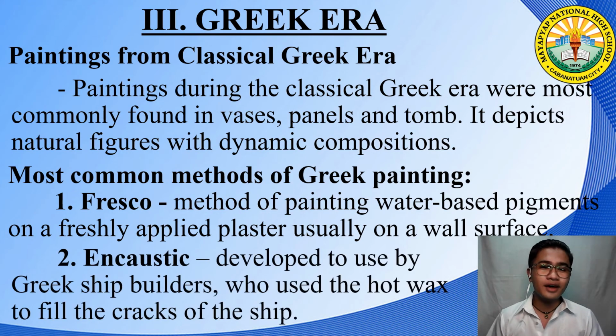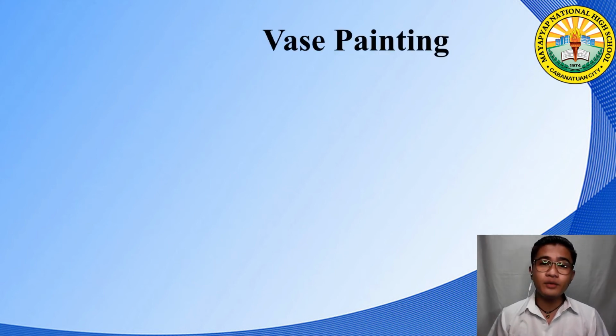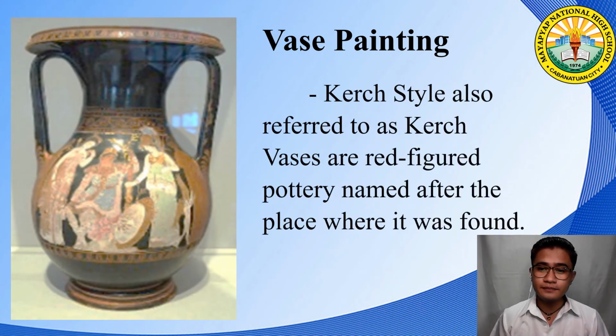The next one we have here is the encaustic, developed by Greek shipbuilders who used hot wax to fill the cracks of the ship. So this one uses hot wax. Now, let's have an example of their painting. The first one we have here is the vase painting. This is the example. Kirch style, also referred to as Kirch vases, are red-figured pottery named after the place where it was found.